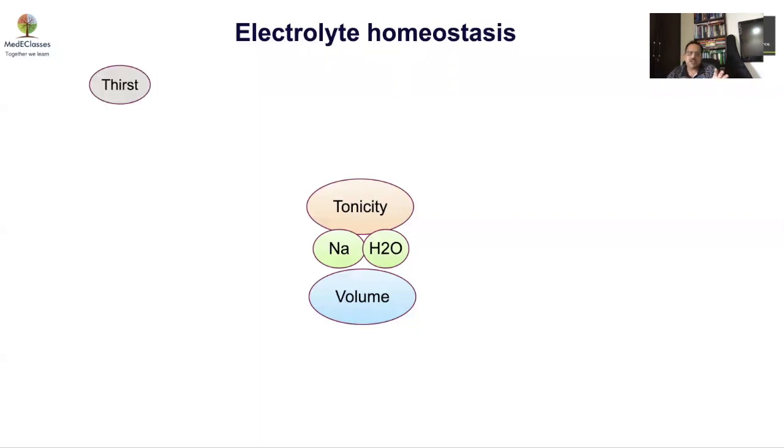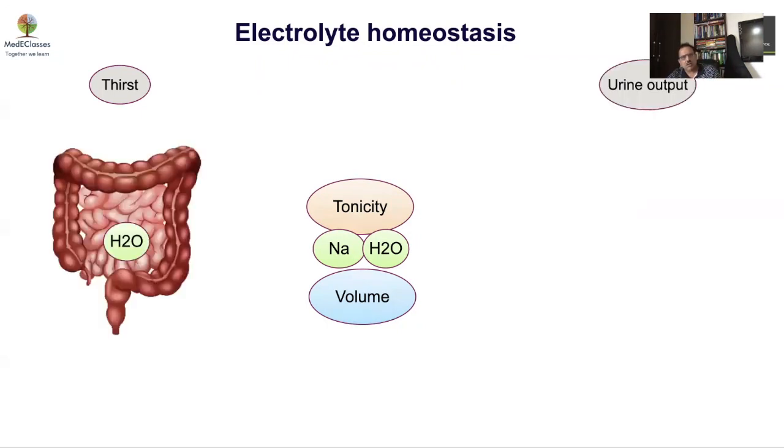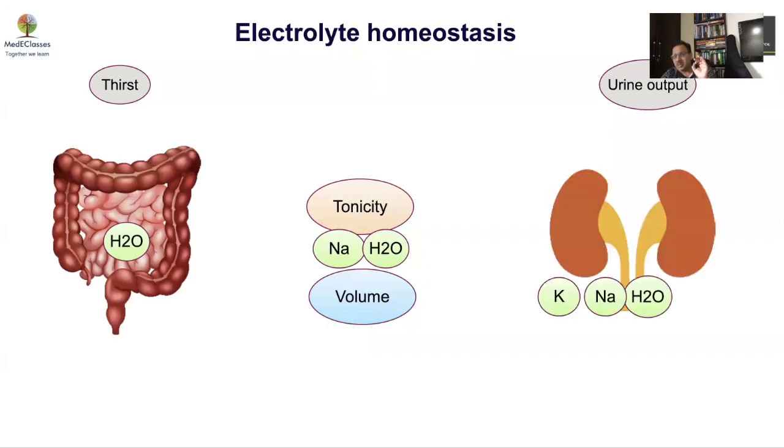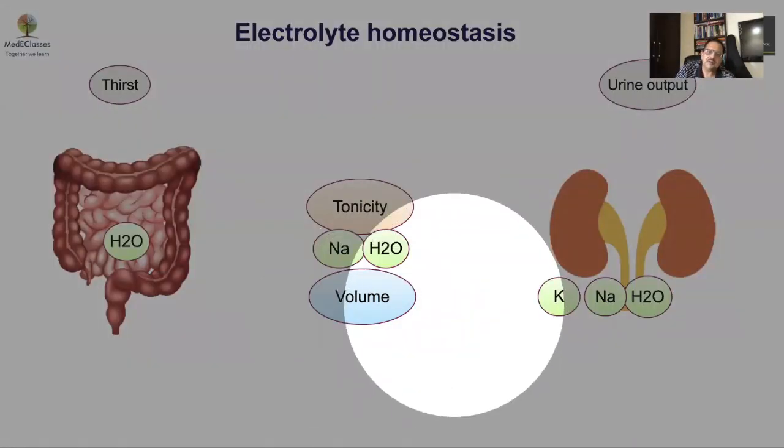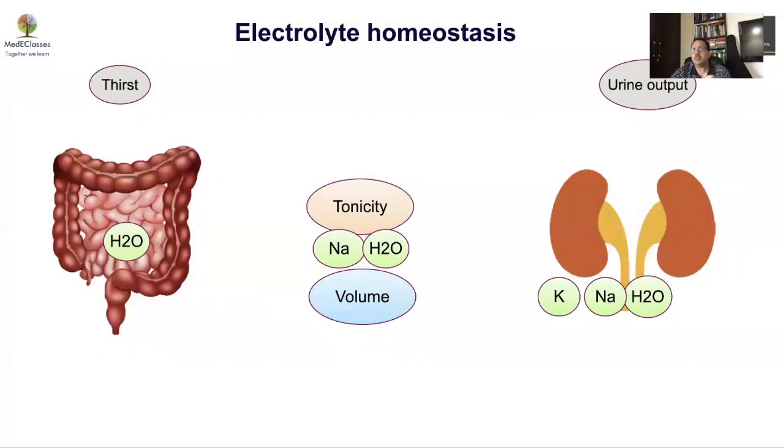Now, the major ways in which we regulate them is the intake. So if we talk about water, we are talking about thirst and intake via the gastrointestinal tract and the urine output. So major abnormalities in sodium homeostasis are actually because of water imbalances rather than sodium imbalances. So if we talk about hypernatremia, it is mainly because of decrease in free water, while if you talk about hyponatremia, it is because of excess amount of free water.